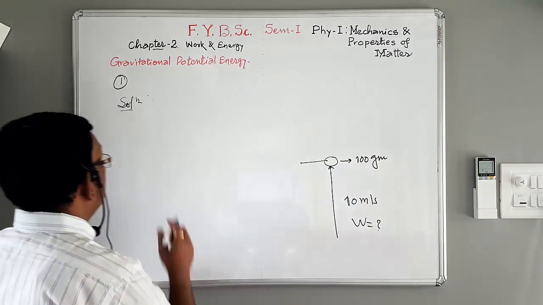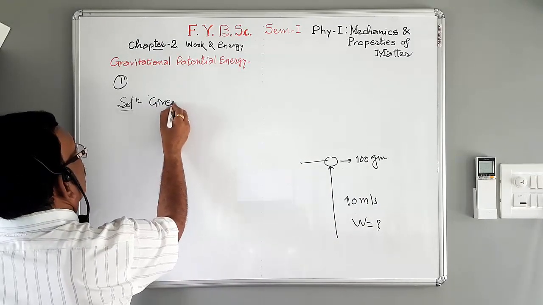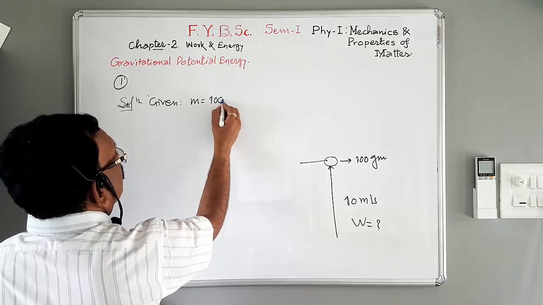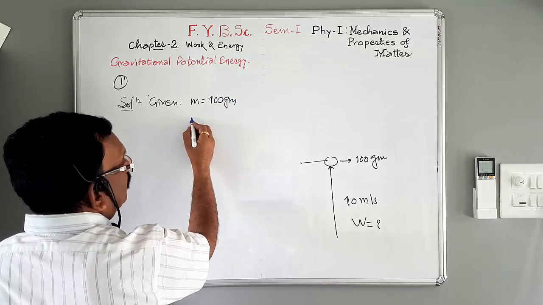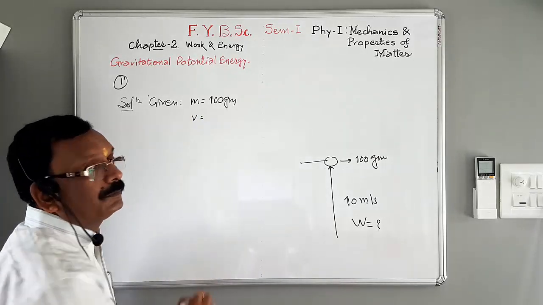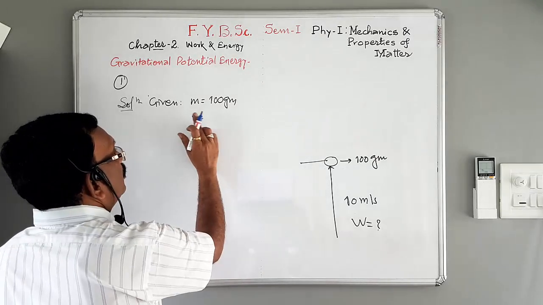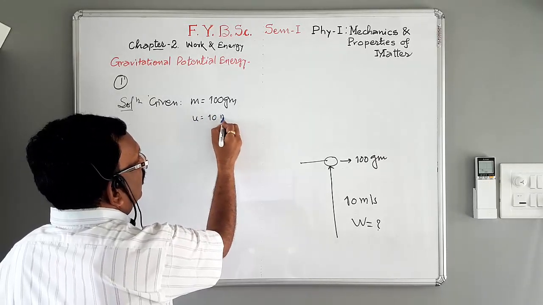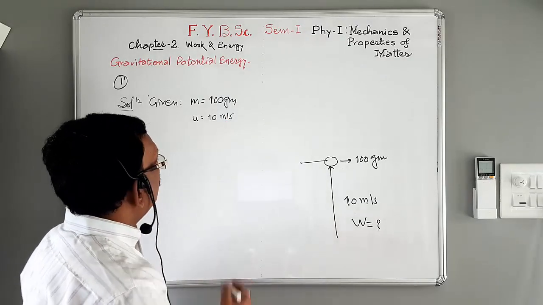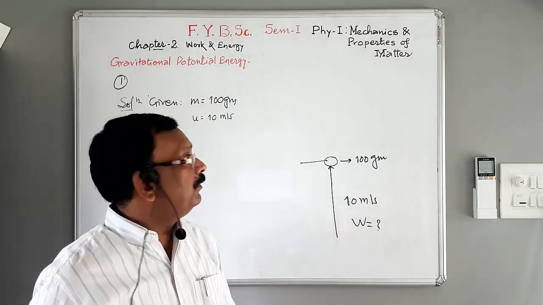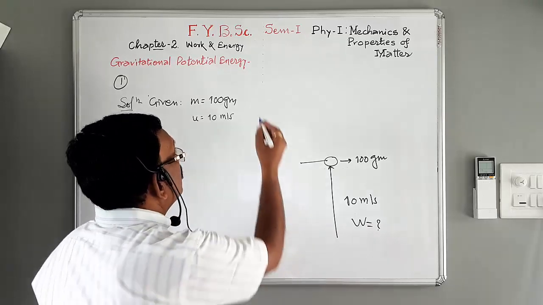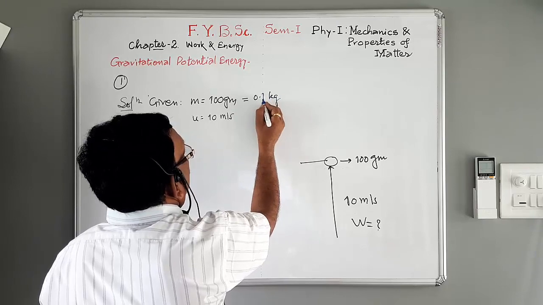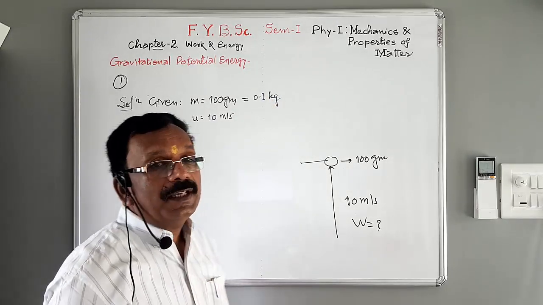So solution. Given here, m is equal to 100 gram and u, initial velocity, is equal to 10 meter per second. So here one quantity is given in CGS and one quantity is given in SI. So convert this quantity in SI, 0.1 kg. We convert mass into kg.